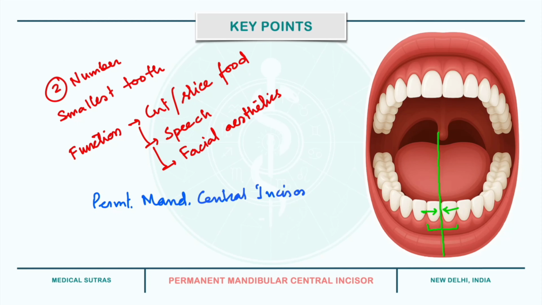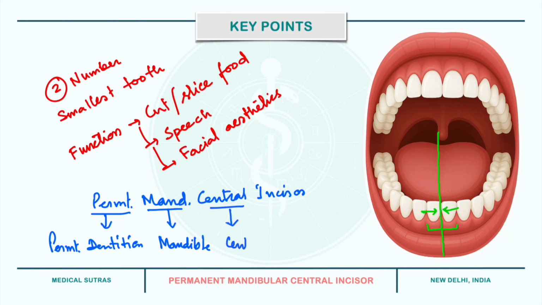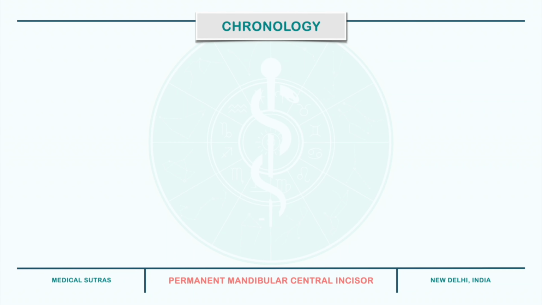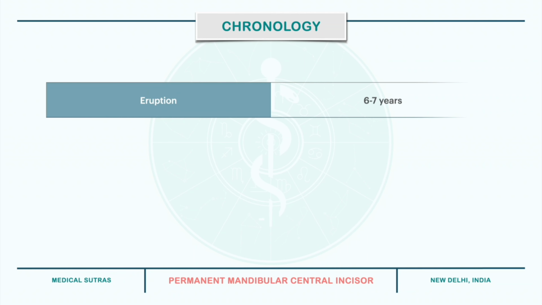That is, permanent, meaning it is a part of permanent dentition. Mandibular, meaning it is present in the mandible or lower arch. Central, meaning it is present centrally along the midline, and the term incisor is derived from the Latin word insidiare, which means to cut.